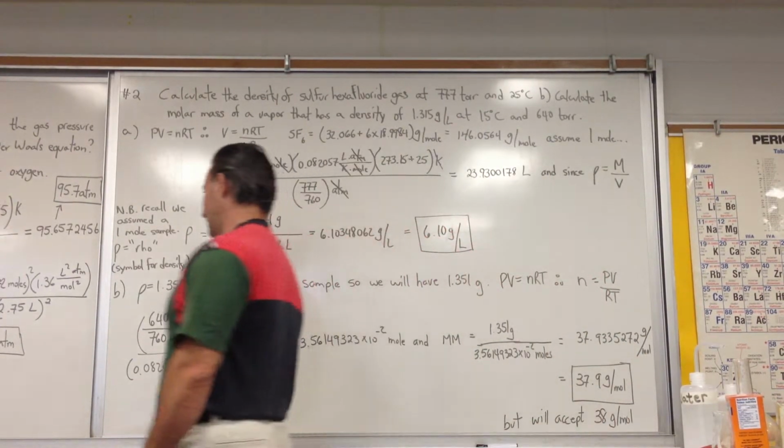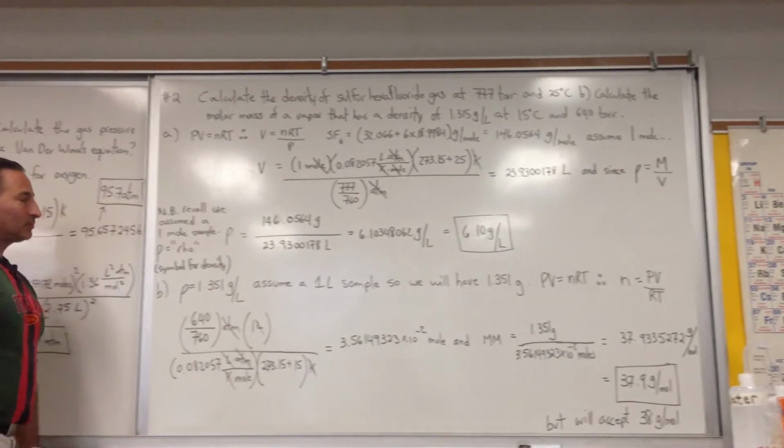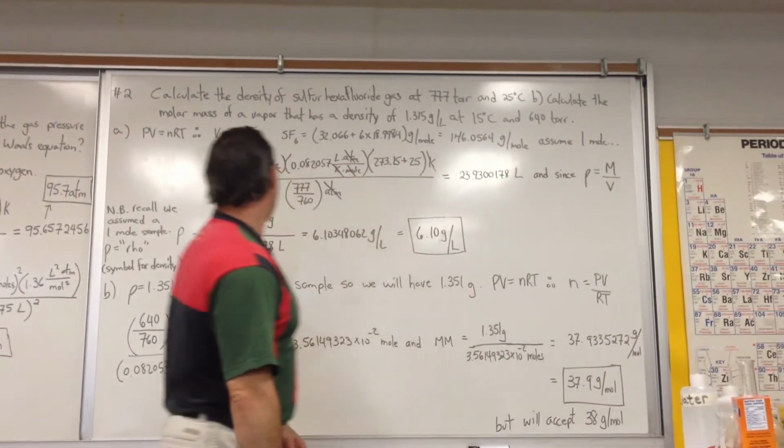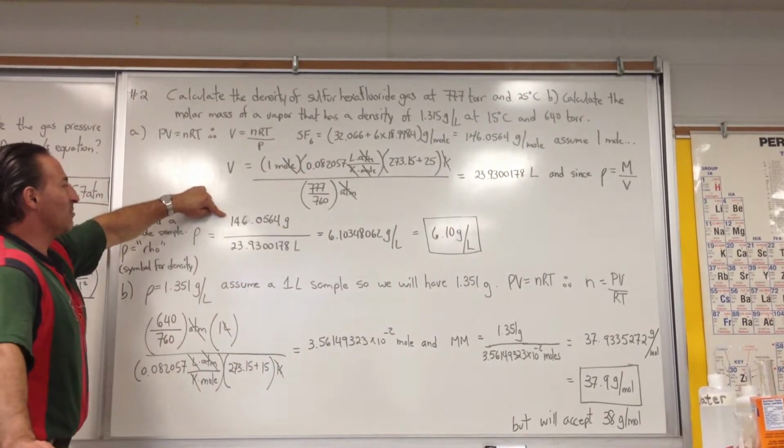Then we recall that the definition of density is mass over volume. So we have that there's 146 grams. How did we find that out?